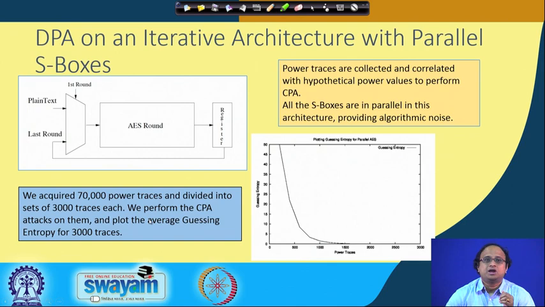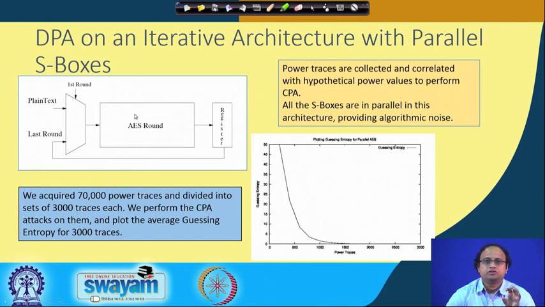So, now what we can do is we can try to compare between architectures. For example, let us consider the DPA on an iterative architecture. This is the AES round which has been repeated, and that is what we were considering. In particular, this is a parallel architecture, which means all the 16 S boxes are executing in parallel. So, if you are targeting one of the S boxes, the other 15 S boxes are contributing to generate algorithmic noise.